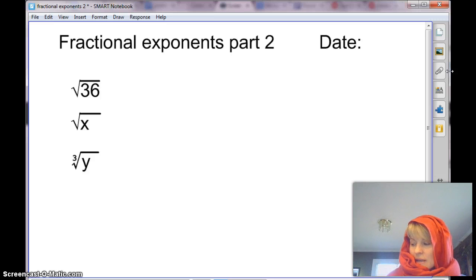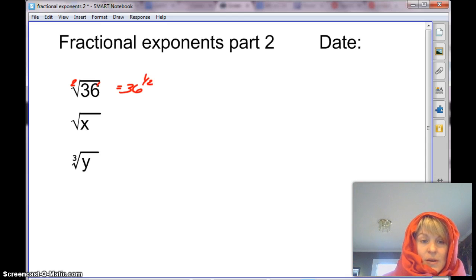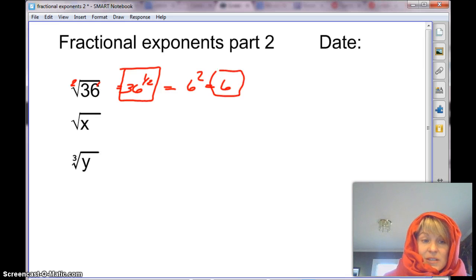So looking at these problems right here, yesterday we learned that this is the square root to the second power, right? And this is to the 1 power. So I can express this in two ways. I can express this as 36 to the 1/2, or I can express this as 6 squared equals 36, or the answer is 6. So I have two answers here. If my directions are to put it in an exponential fraction, I would put 36 to the 1/2.